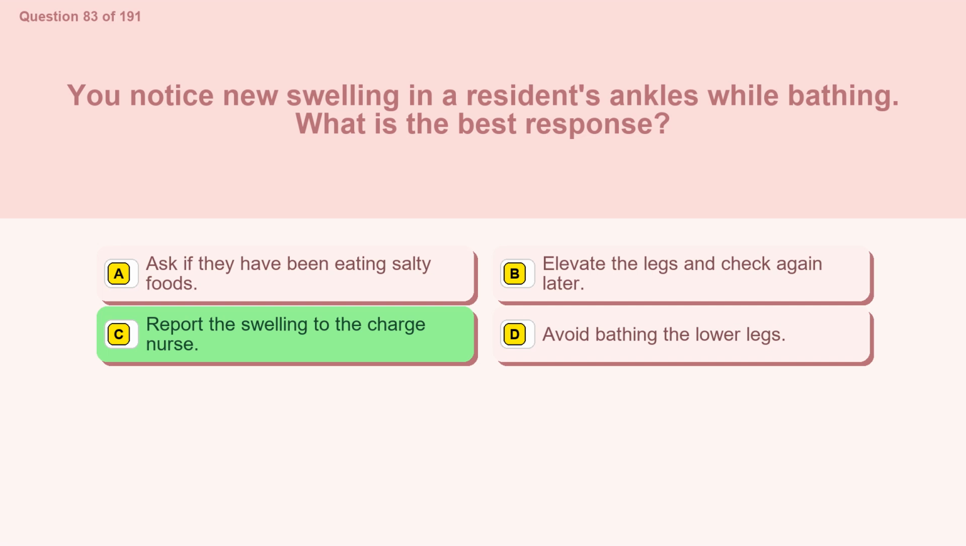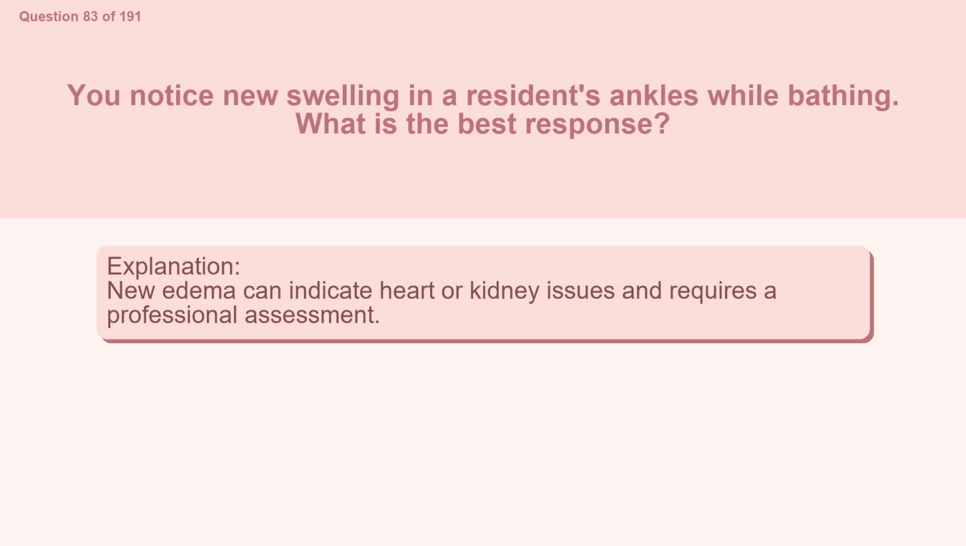The correct answer is option C. Report the swelling to the charge nurse. New edema can indicate heart or kidney issues and requires a professional assessment.